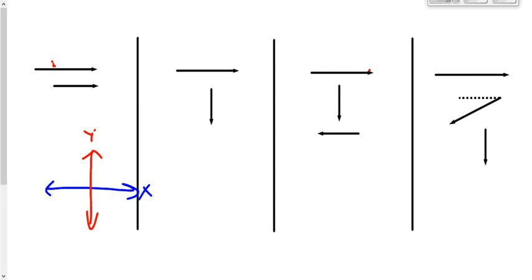How much of this one is on the x-axis? All of it. How much is on the y-axis? None of it. X-axis? None. How much is on the y-axis? All of it. X-axis? All of it. Y-axis? None. Okay, how about this one? X-axis? None. On the y-axis? All of it. How about that one?